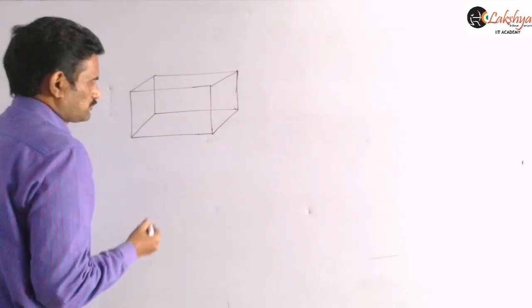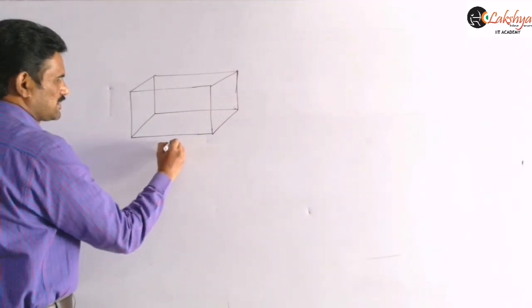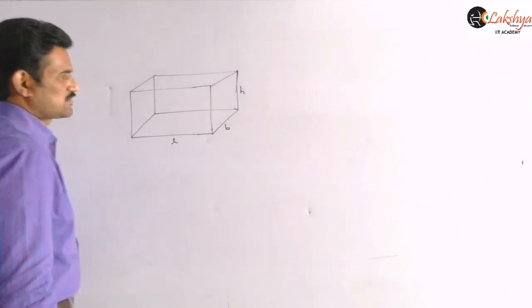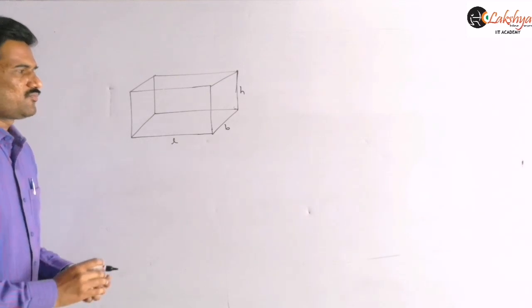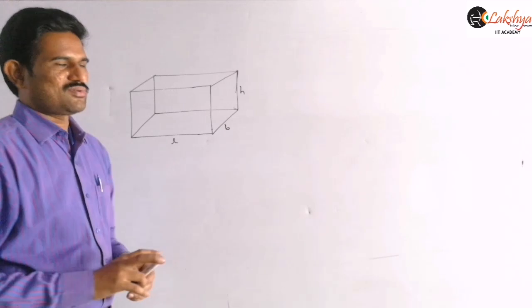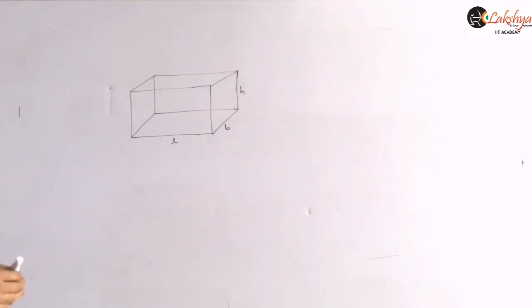Right? So then this side I am taking as L, and this is B, and this is H, right? So that means now here we need to find the ratio of maximum resistance to minimum resistance of this block. So write that as a problem.